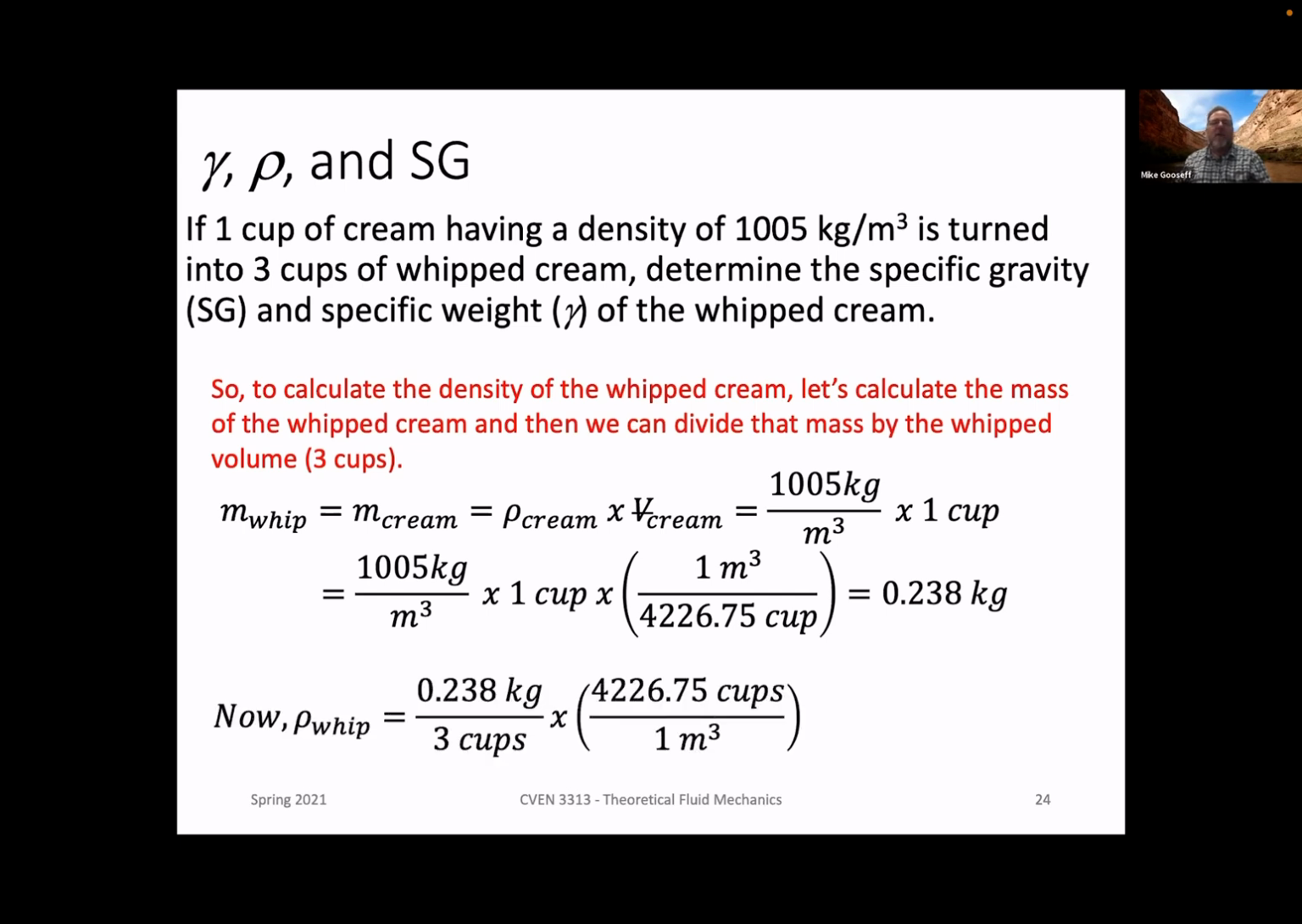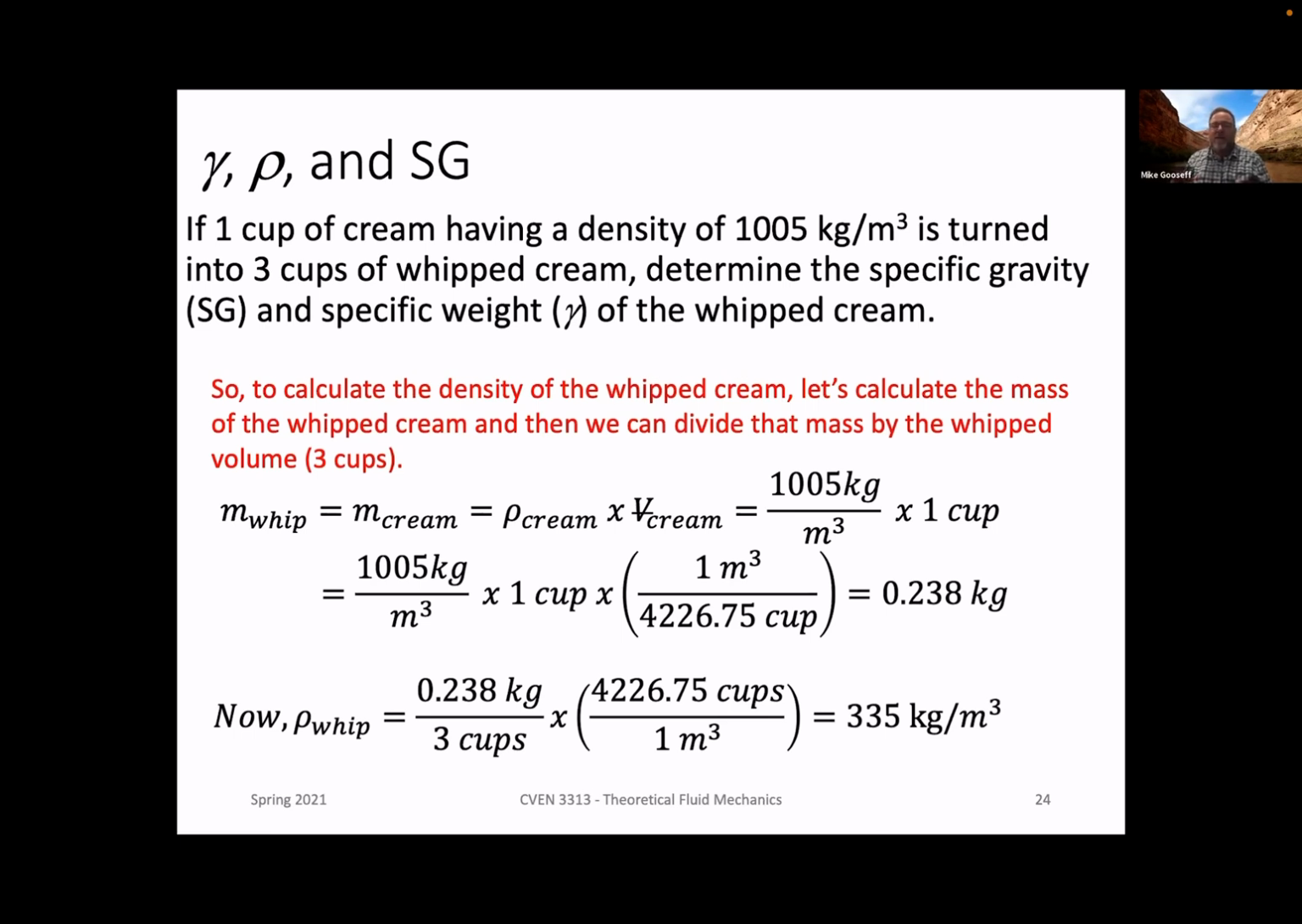And now we need to think about what the density of our whipped cream is. So we take our mass, remember it's mass divided by volume. So we know the mass now, and we divide it by 3 cups. And again, we should probably go back, since kilograms per cup is not really a useful unit. We're going to convert our cups back to cubic meters, and we come up with 335 kilograms per cubic meter.